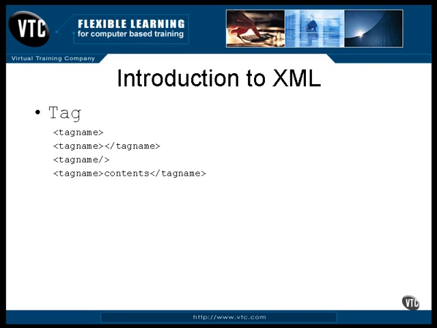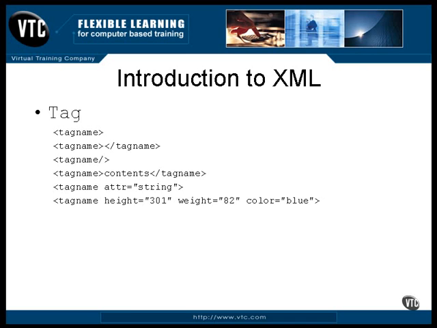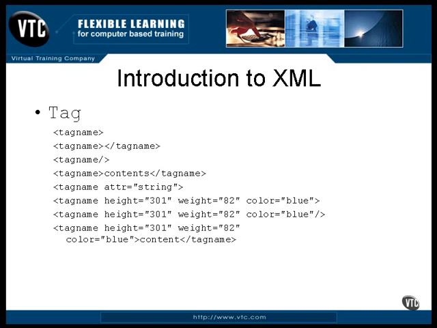Finally, opening tags may have attributes. An attribute always has a name and is assigned a quoted string as its value. The attribute always goes with the opening tag, but there must always be a closing tag that goes along with it. A tag can have a number of attributes. A tag with attributes can be both an opening and closing tag. A tag with attributes can also have contents.